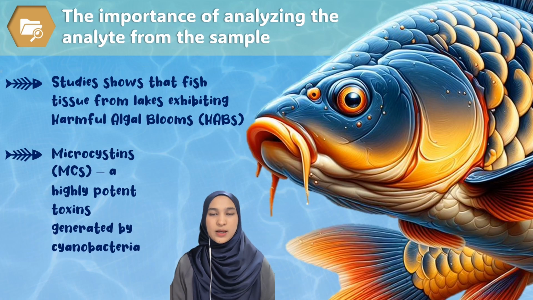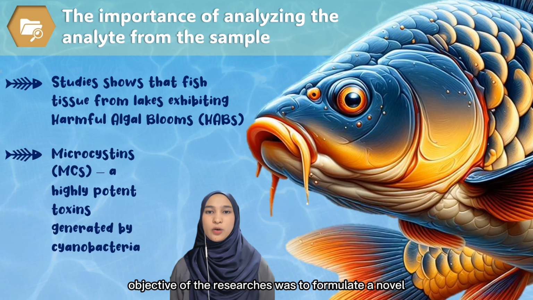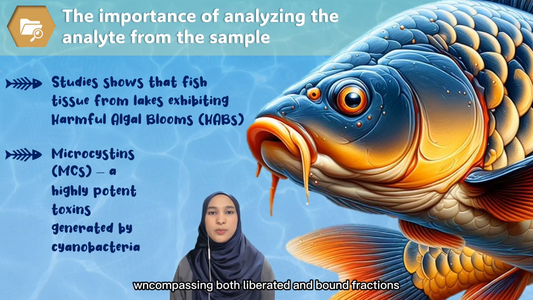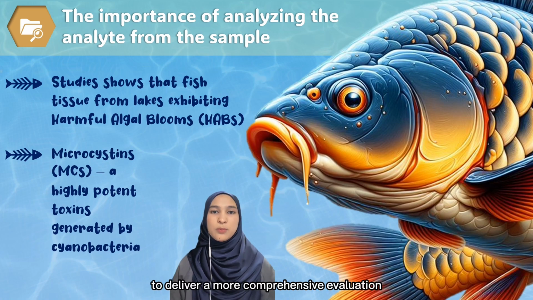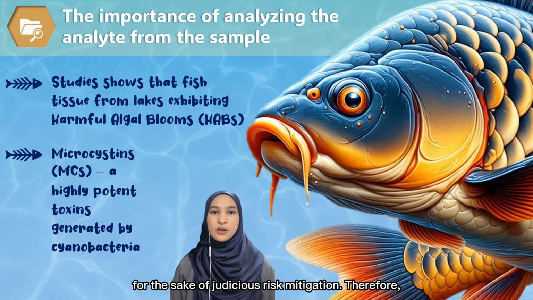in HABs. The primary objective of the researchers was to formulate a novel analytical approach aimed at identifying and measuring the total microcystins present, encompassing both liberated and bound fractions within fish tissue to deliver a more comprehensive evaluation of the pollution levels for the sake of judicious risk mitigation.